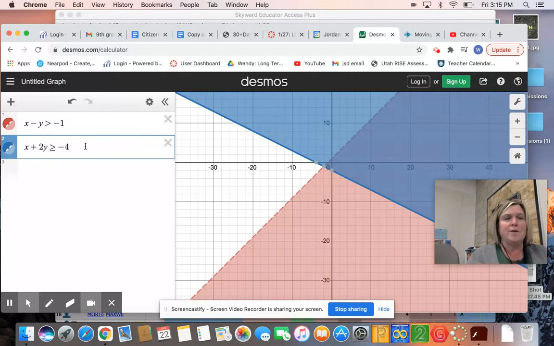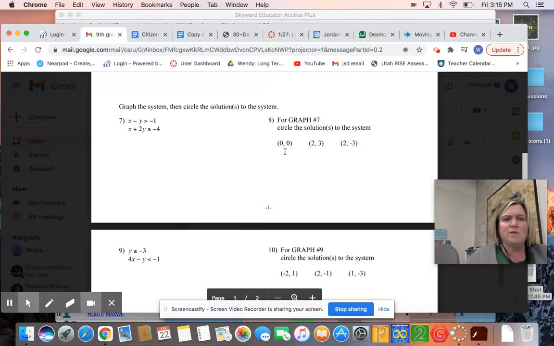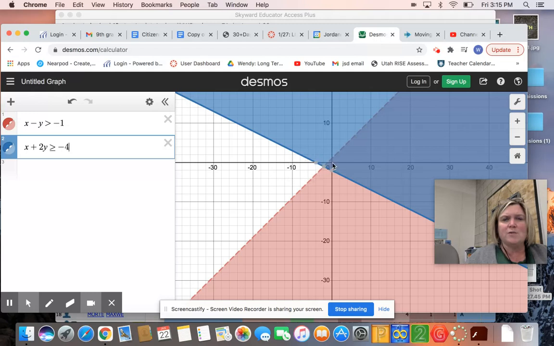Okay, so we have our two problems right there. We have x minus y is greater than -1, and x plus 2y is greater than or equal to -4. So we have a dotted line and a solid line in there. Let's look at the solutions they have given us on number 8: (0, 0), (2, 3), and (2, -3). Let's look at (0, 0). Is it part of the solution? Is it in both of those shaded areas? Yes. So go ahead and circle (0, 0).